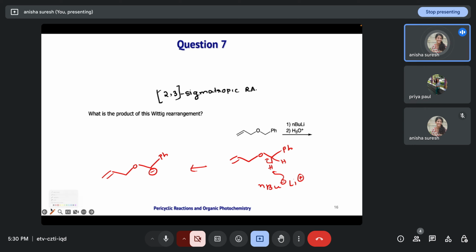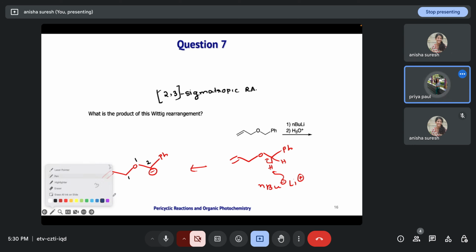Now we can number it like 2, 1, 1, 2, 3. A 2,3 sigmatropic rearrangement will be taking place here. Okay.